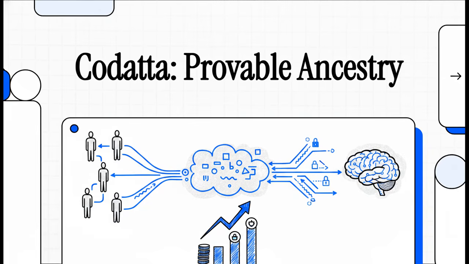Welcome to The Explainer. Today, we're diving deep into the hidden economics behind the artificial intelligence systems we all use, literally, every single day. We're looking at a truly fascinating breakdown of Codatta and this concept they call provable ancestry in the AI knowledge economy.